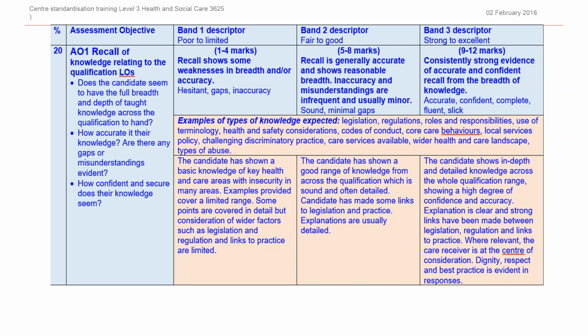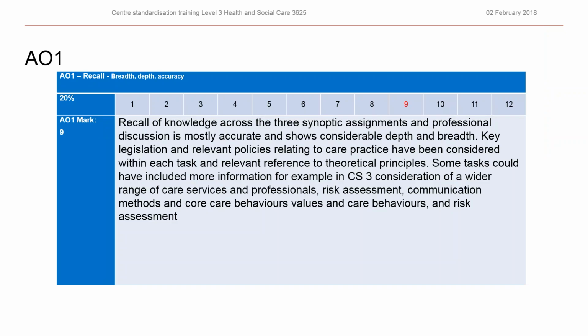So in the first instance, we were looking at recall of knowledge. It carried 20% weighting, and it's just important to note what kind of weighting each of the AOs has in the assessment. So for assessment objective 1, we felt that the learner had given excellent recall of knowledge across the assignments and the professional discussion, which showed depth and breadth. They'd talked about key legislation, policies relevant to care practice, and they considered those within the task and made relevant referencing to theoretical principles where required.